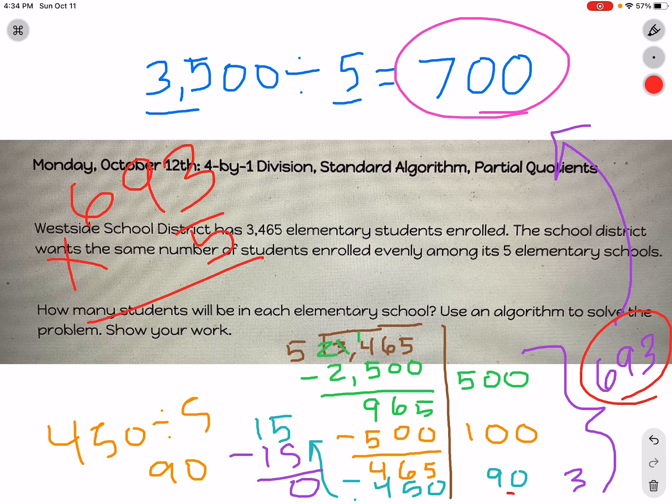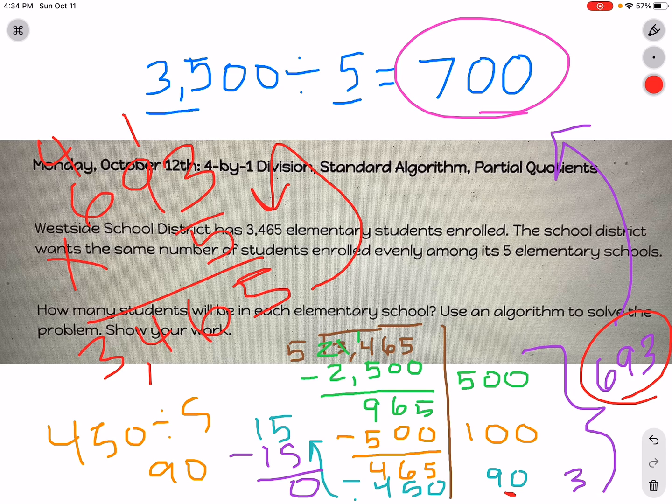5 times 3 is 15. 15, we're going to carry our 1. 9 times 5 is 45, plus 1 is 46. We're going to carry a 400 there. 6 times 5 is 30, plus 4 is 34. 3,465. Okay, everything matches up.